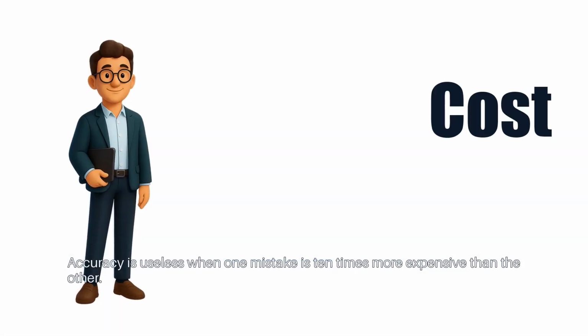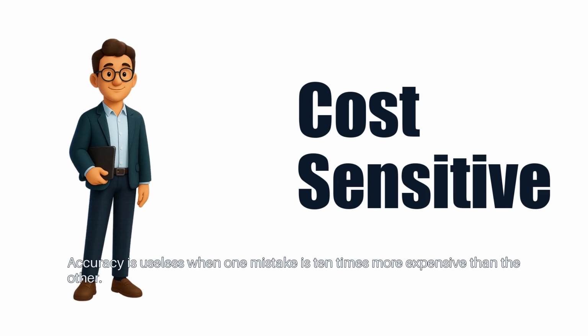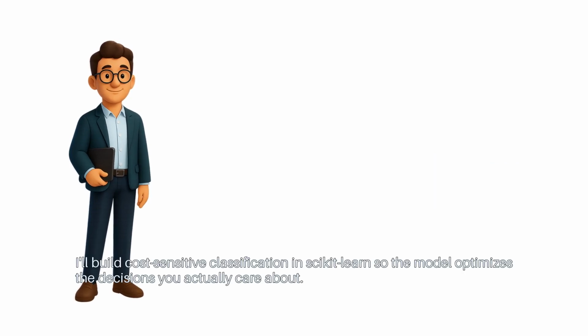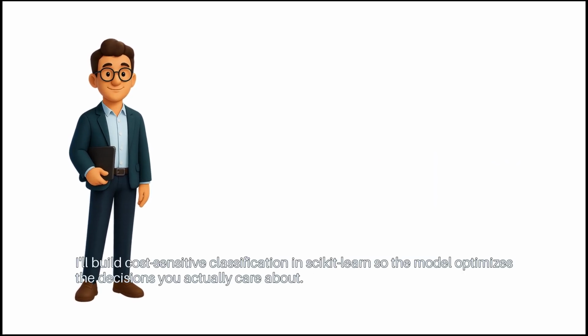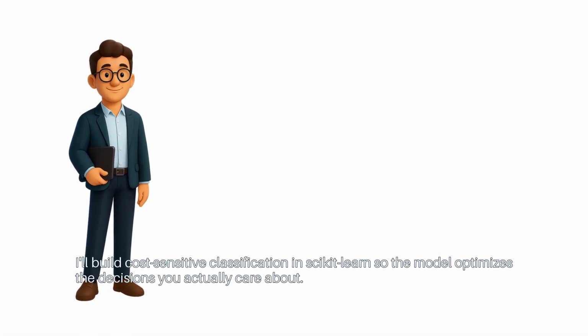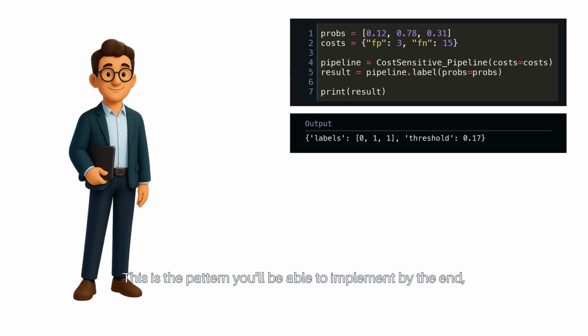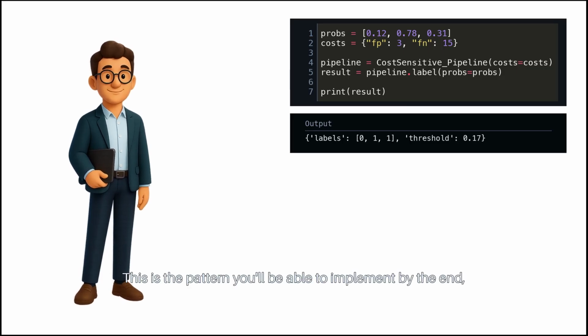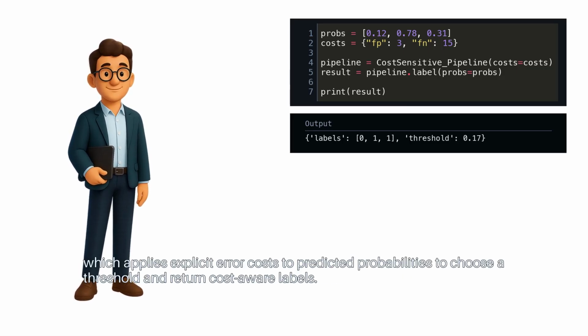Accuracy is useless when one mistake is 10 times more expensive than the other. I'll build cost-sensitive classification in scikit-learn so the model optimizes the decisions you actually care about. This is the pattern you'll be able to implement by the end, which applies explicit error costs to predicted probabilities, to choose a threshold, and return cost-aware labels.